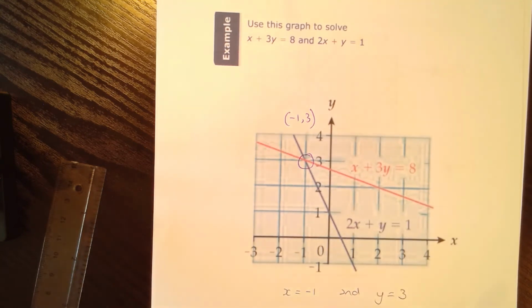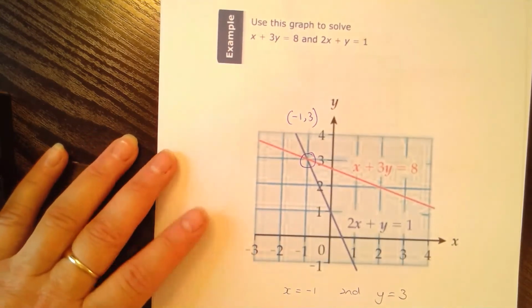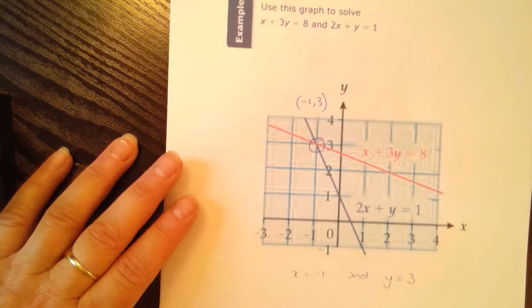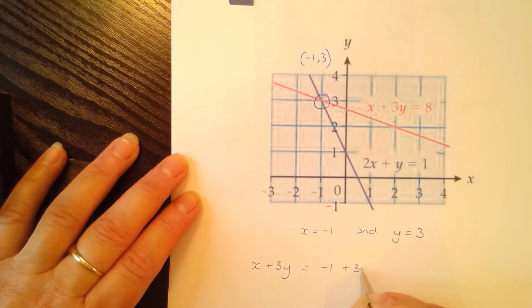But because we're reading from a graph and we need to be absolutely convinced that we've read it accurately, you should still do that check. So, as we've done before, x plus 3y is equal to negative 1 plus 3 times 3, which is equal to 8. Negative 1 plus 9 is equal to 8, correct.